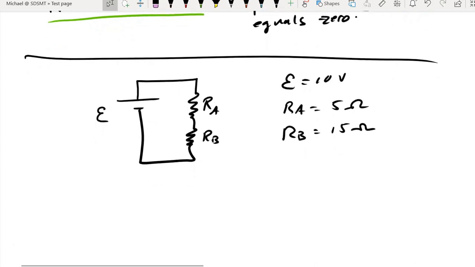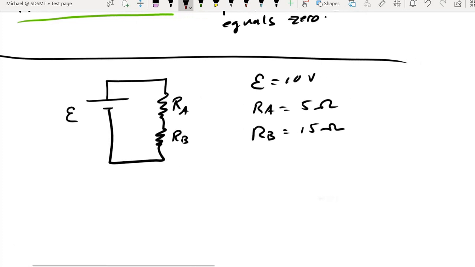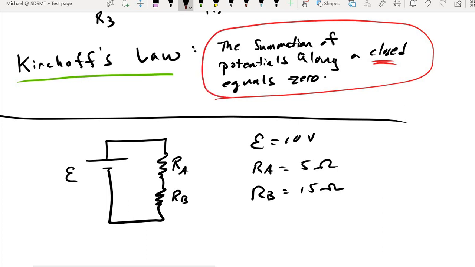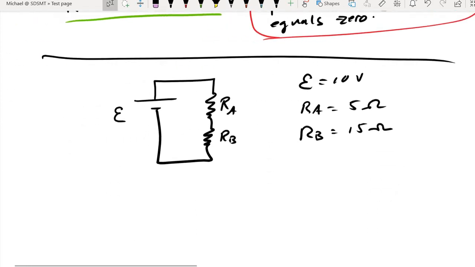Now we can go through this and we can solve for the current, but at this point I really don't need to. With Kirchhoff's law, we have some steps that we need to follow if we want this definition to work out to our advantage. And so the first rule of Kirchhoff's law is choose a starting point.